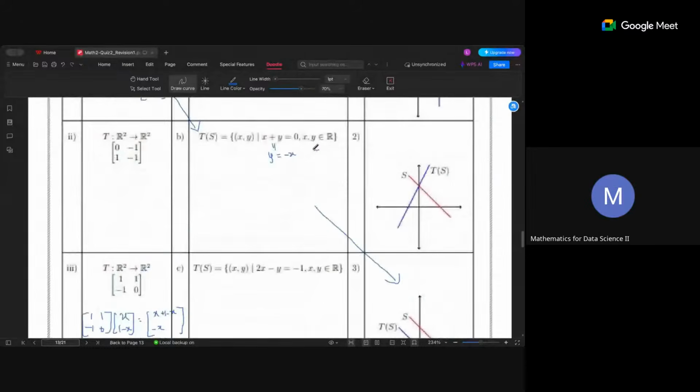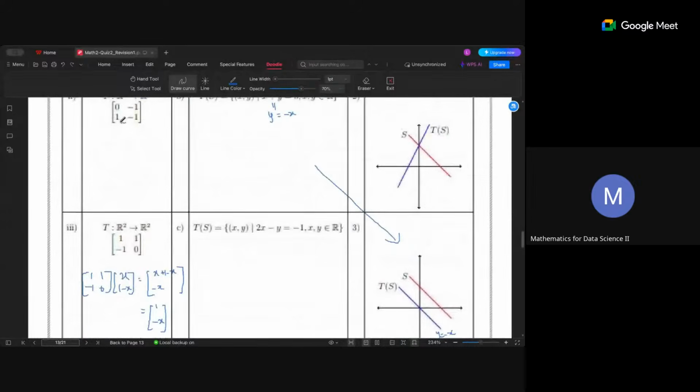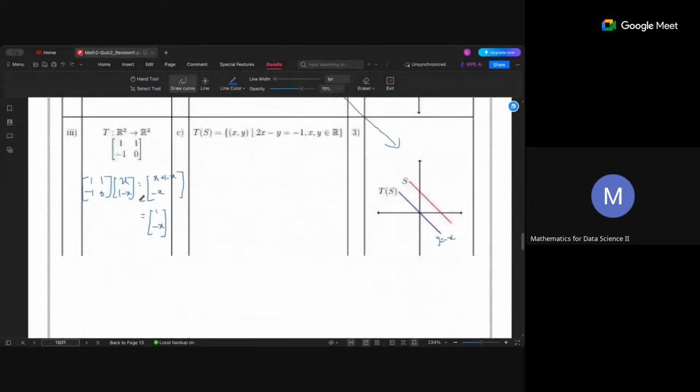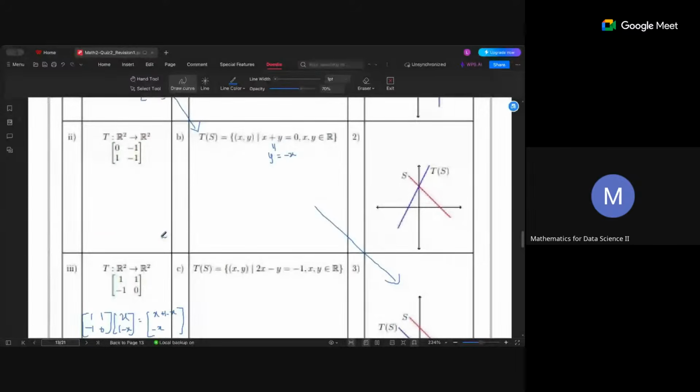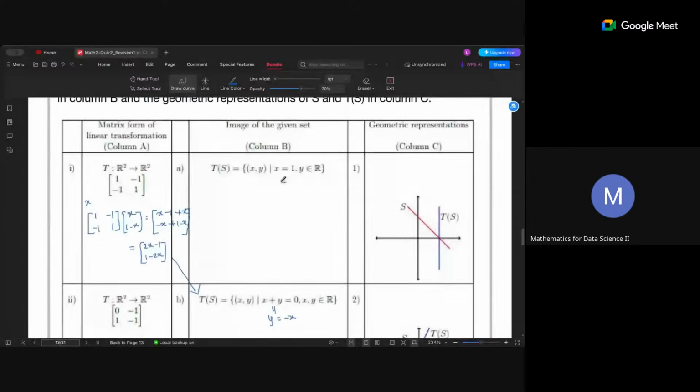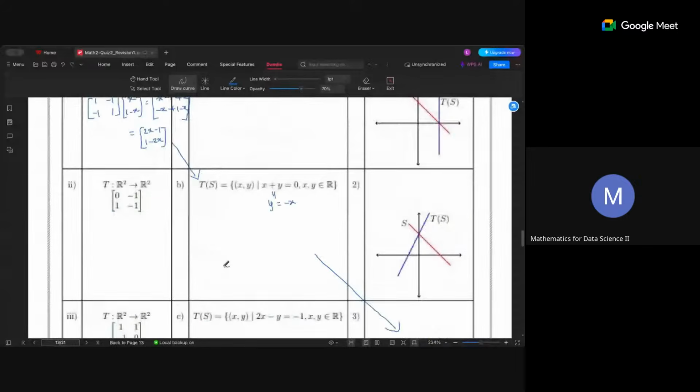So I skipped this one, and okay, let me first complete this. Here the first entry is always 1 and the second entry is minus x. So which option will match? The first entry is always 1, so this is the one you have here. And the second entry is something. So this is the one you have, x comma y is equal to 1.